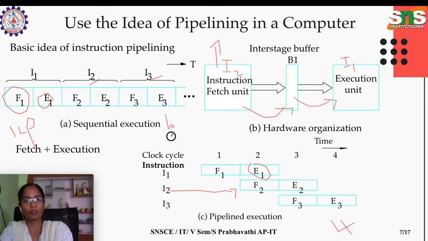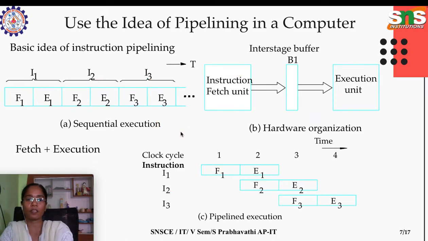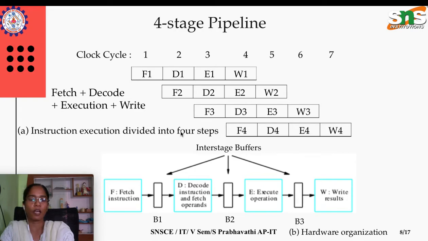Whereas here, when we go without pipelining, it takes 6 clock cycles. So by pipelining, the performance gets increased. How does performance get increased? By overlapping, and we are doing it in a shorter clock cycle. Quickly, we are getting it in 4 clock cycles itself rather than 6. It's quite interesting.